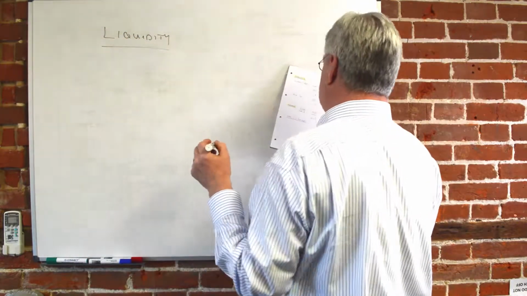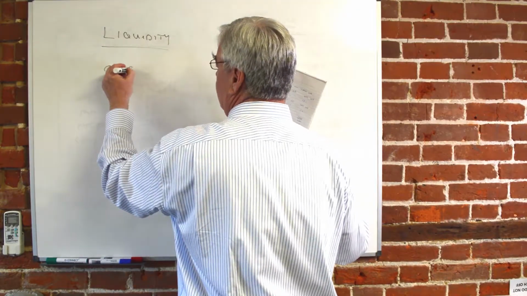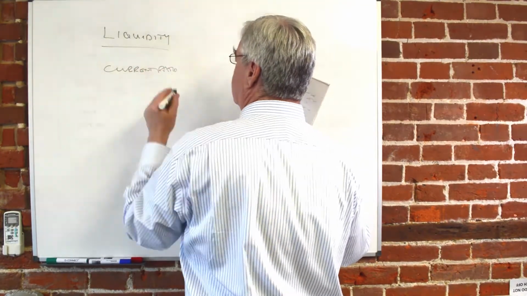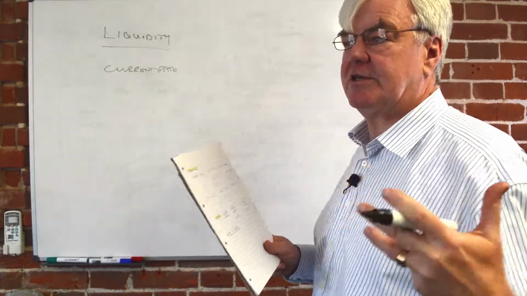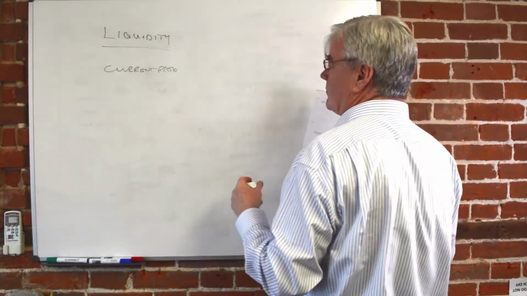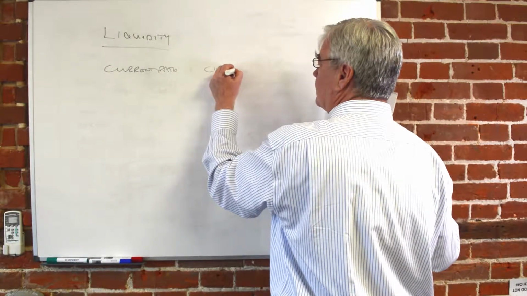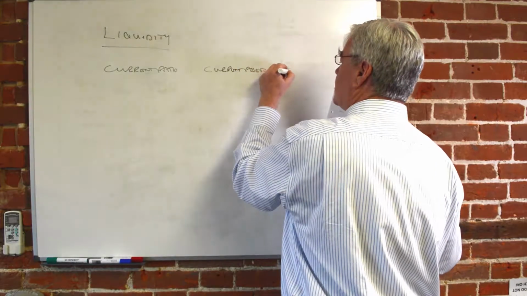We've got our two main ratios. We've got the current ratio. And please note, don't irritate people by making this a percentage. It isn't a percentage. The current ratio is defined as current assets to current liabilities.